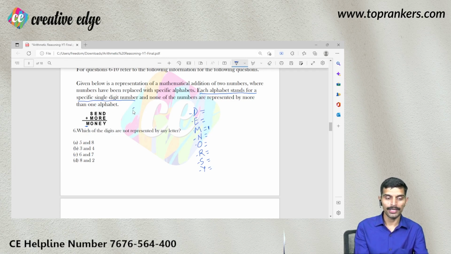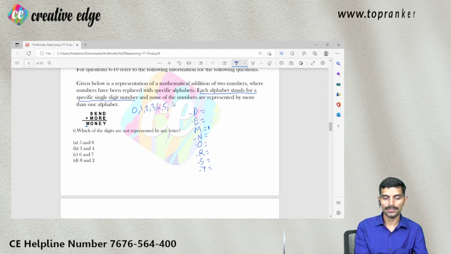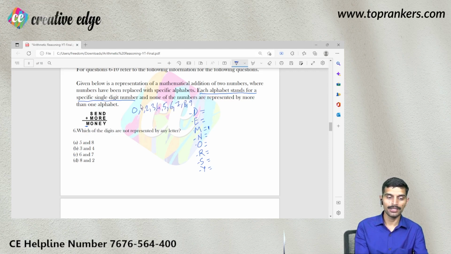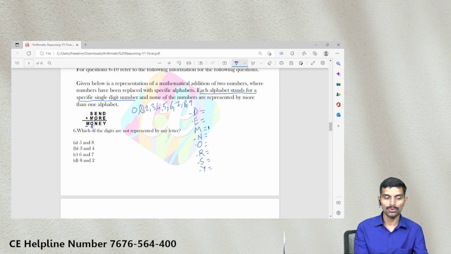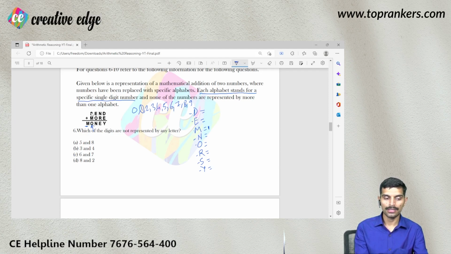So let me write 0, 1, 2, 3, 4, 5, 6, 7, 8, and 9. Out of these digits, we have already consumed 1, right? So if M is 1, this O has to be 0. Can I say so? If this is 1, this is 9, then this is 10, and this O is equal to 0.